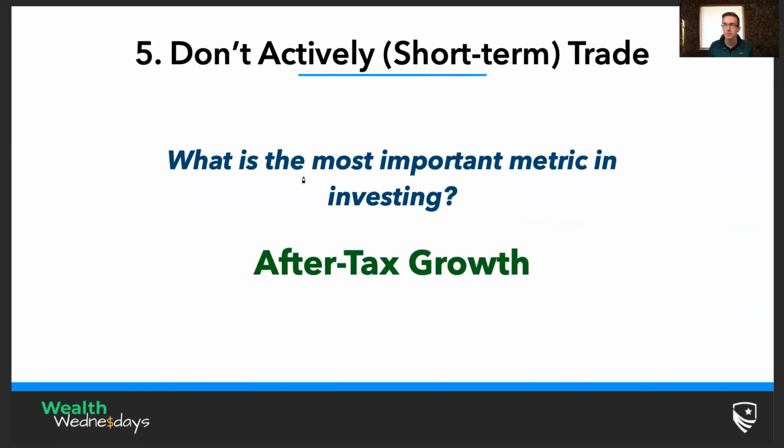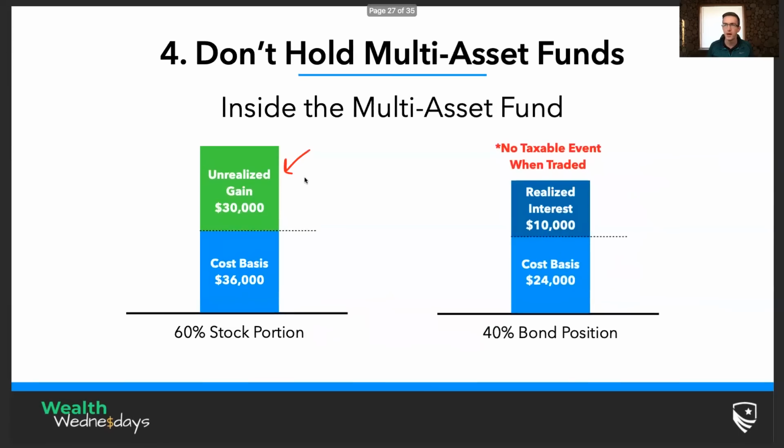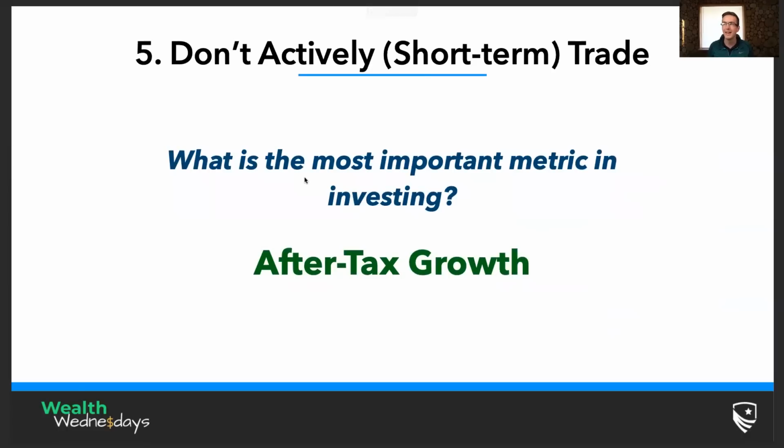Number 5: don't actively or short-term trade. Now, you could argue this might not be the most important metric depending on your goals, because safety or risk could be just as important a metric. But bear with me as I use some hyperbole here in some of our presentations.